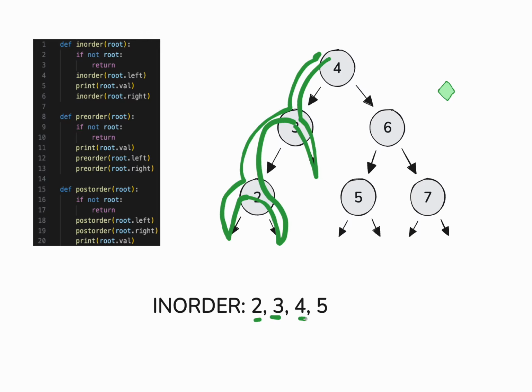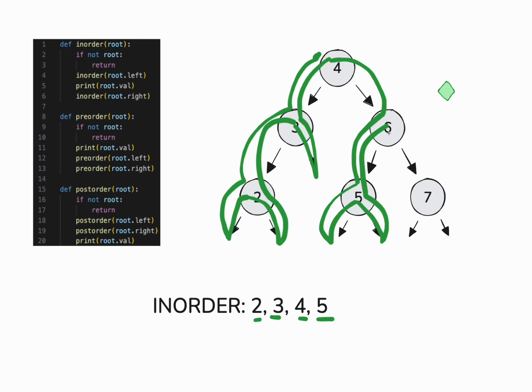We process the 4. Then we now call right on the 4. Now the new node we haven't seen before, so we're going to call left. Then we're going to call left. It's going to kick back up, process the 5. We'll call it right here, kick back up. Then we'll kick back up to the 6 now.